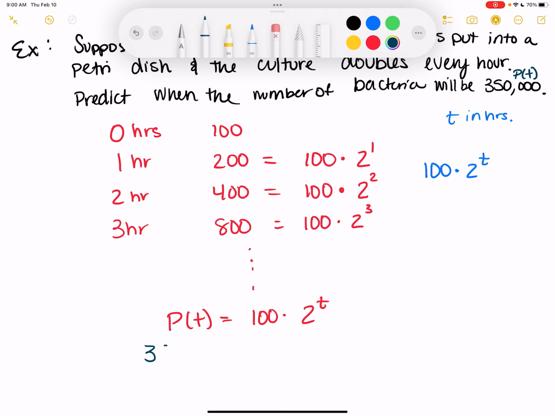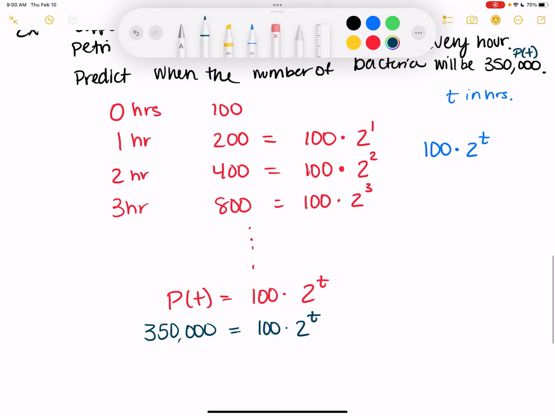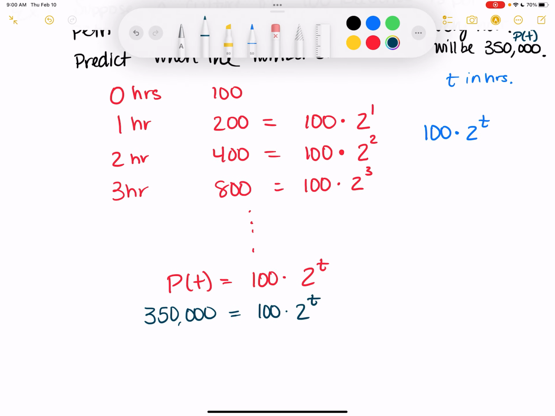All right, so we're putting the 350,000 equal to 100 times 2 to the t. So I'm solving for t. I want to know how many hours it's going to take. Now, it may not be an exact number of hours, so we may have to put the decimal. So we can divide by 100, which is going to get rid of 2 of our zeros. So 3,500 is equal to 2 to the t.